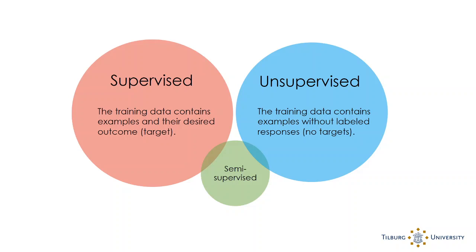Besides, we have unsupervised learning. So basically, in unsupervised learning, we only have the instances. So we don't have the answers or the responses or the outcomes there. So this is the main difference.